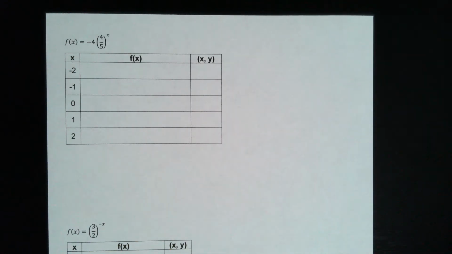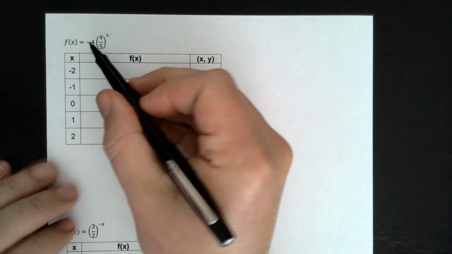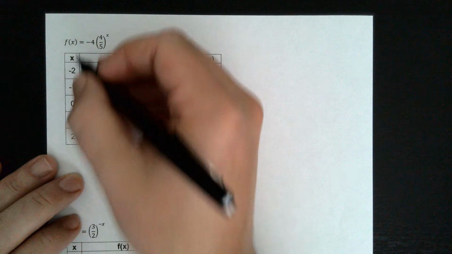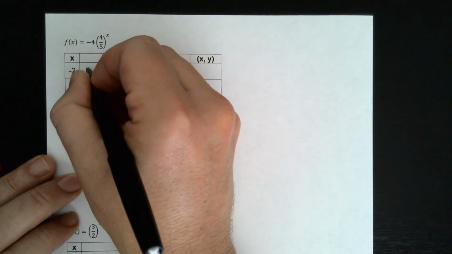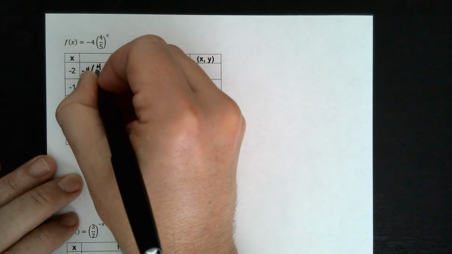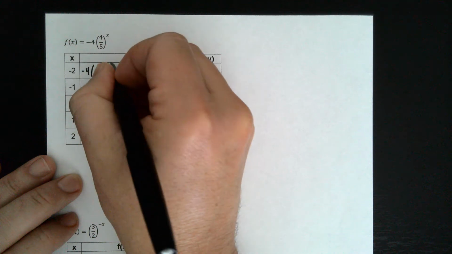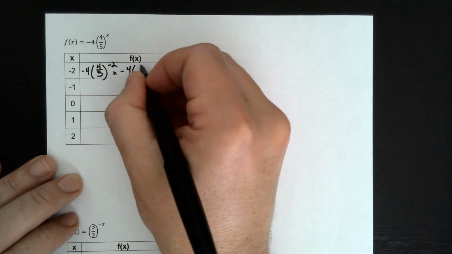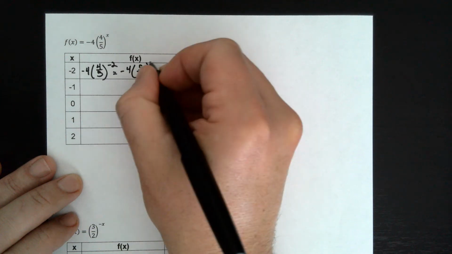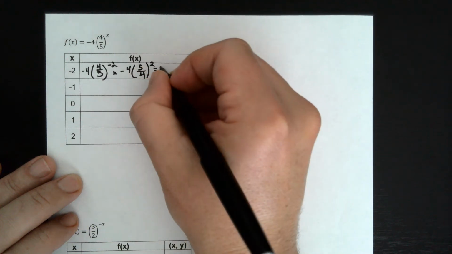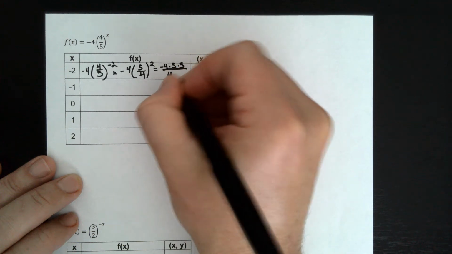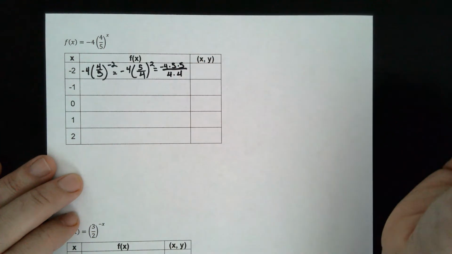Okay, a couple more problems. So this time we have a number out front, and that number is negative. Let's plug the numbers in. For -2, we get -4 times 4/5 to the -2. That becomes -4 times 5/4 to the +2, which is -4 times 5 times 5 on top, and 4 times 4 on bottom.